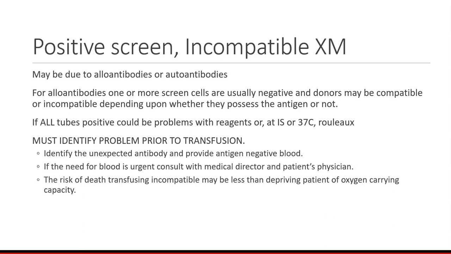If all of the tubes are positive, this could be problems with reagents, or if it's at immediate spin or 37 degrees, rouleaux formation. You must identify the problem prior to transfusion. This is done by identifying the unexpected antibody and providing antigen-negative blood for transfusion. If the need for blood is urgent, then you consult with your medical director and the patient's physician. The risk of death from transfusing incompatible blood may be much less than depriving a patient of oxygen carrying capacity. This is the end of Unit 8, Part 1.